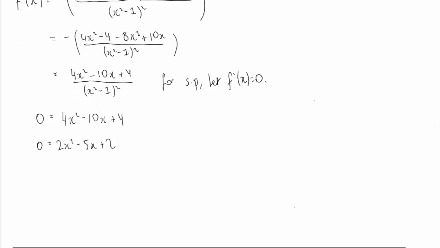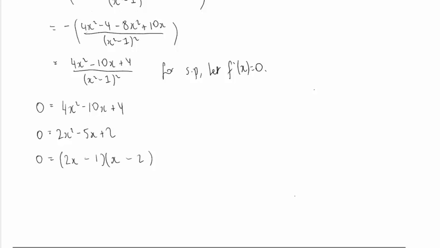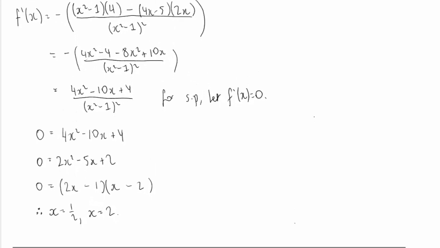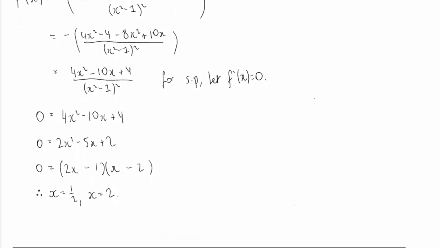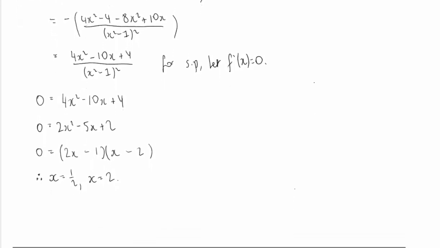So this should factorize fairly nicely into 0 equals (2x - 1)(x - 2), which means that x must equal a half or x must equal 2. So we have 2 stationary points. Let's go and get the second derivative there.